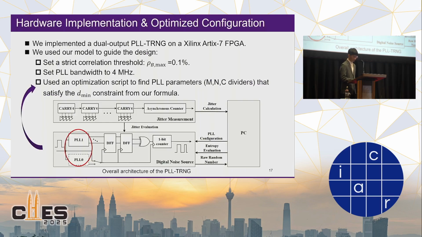To prove the model isn't just a theory, we built a full PLL-TRNG on the RT7 FPGA platform. The diagram highlights that the entropy source of our design is the two PLLs. It's the two outputs of PLL1. We use our model to guide the design. First, we set a correlation threshold and get all the constraints for the physical implementation, and use a script to find all the core parameters to satisfy this goal.